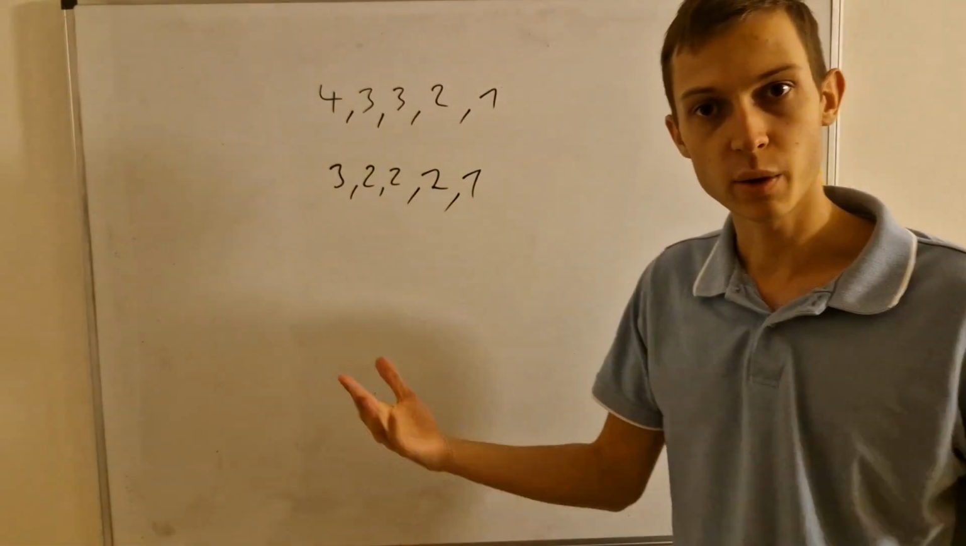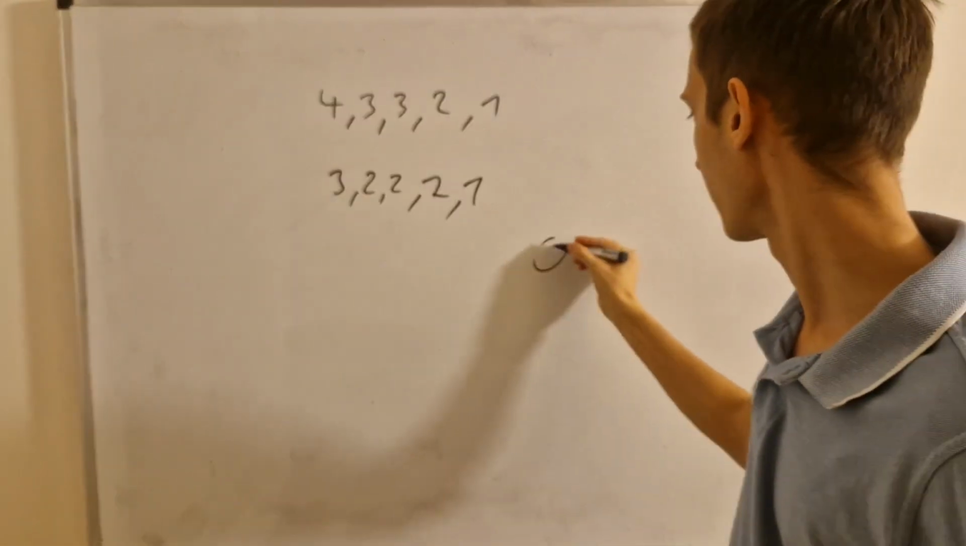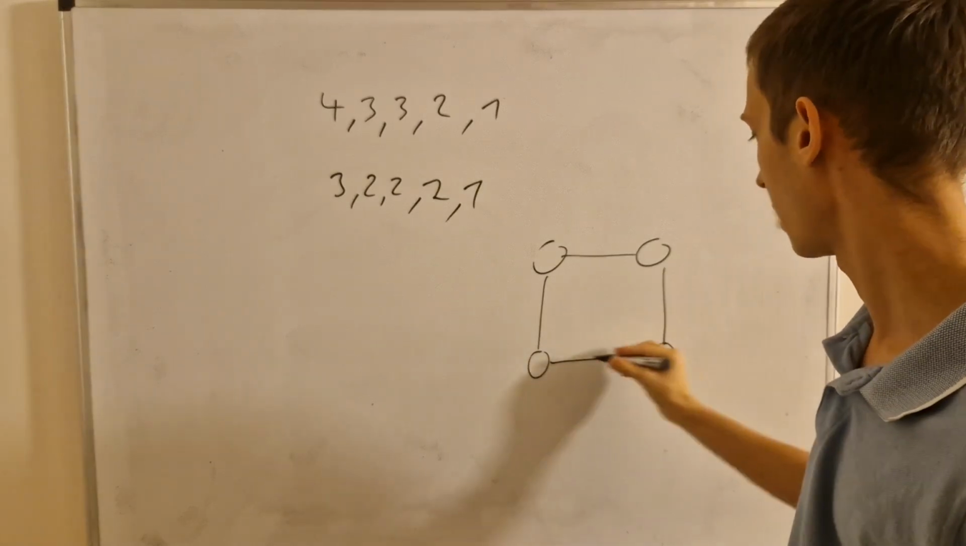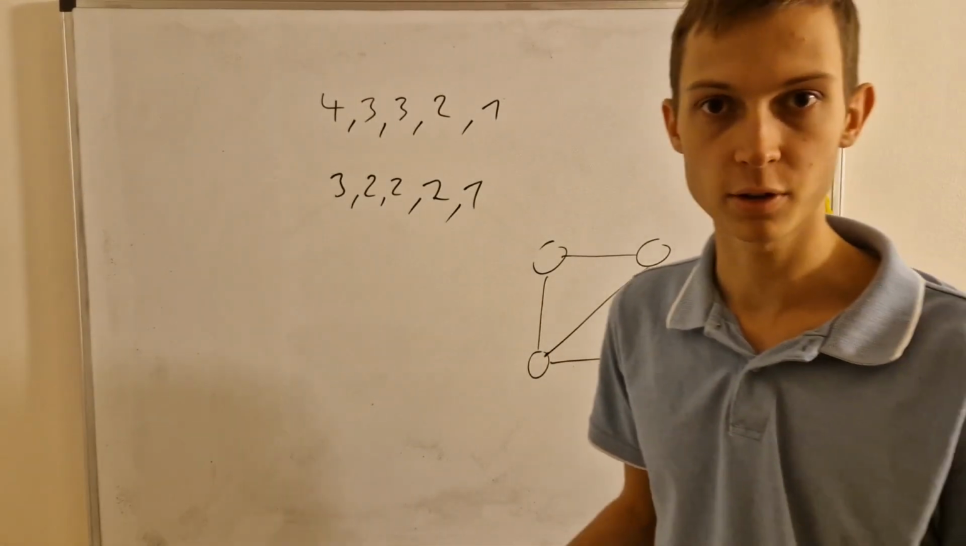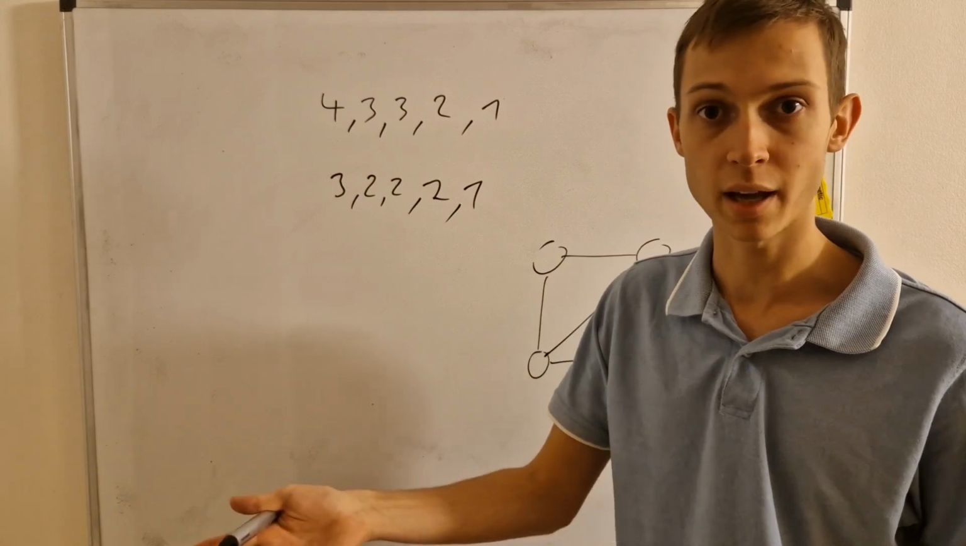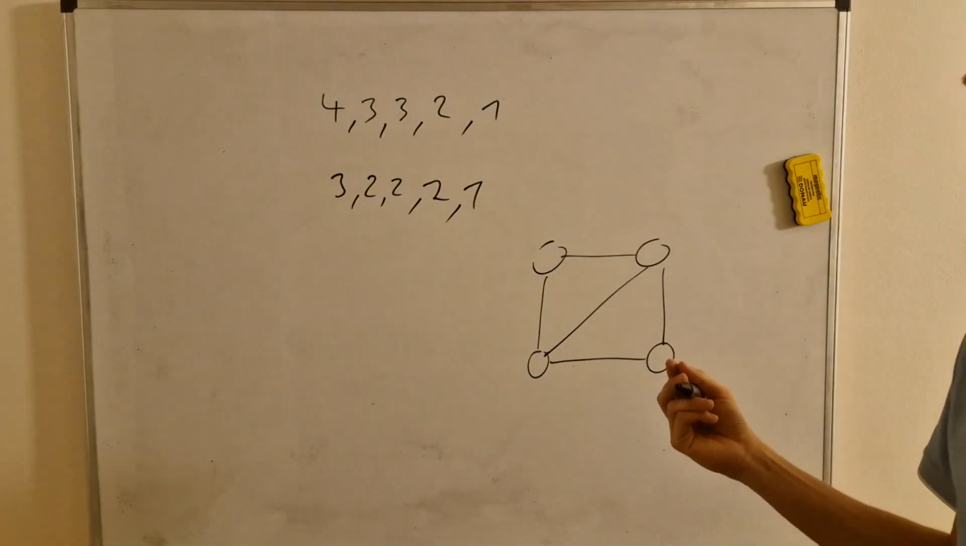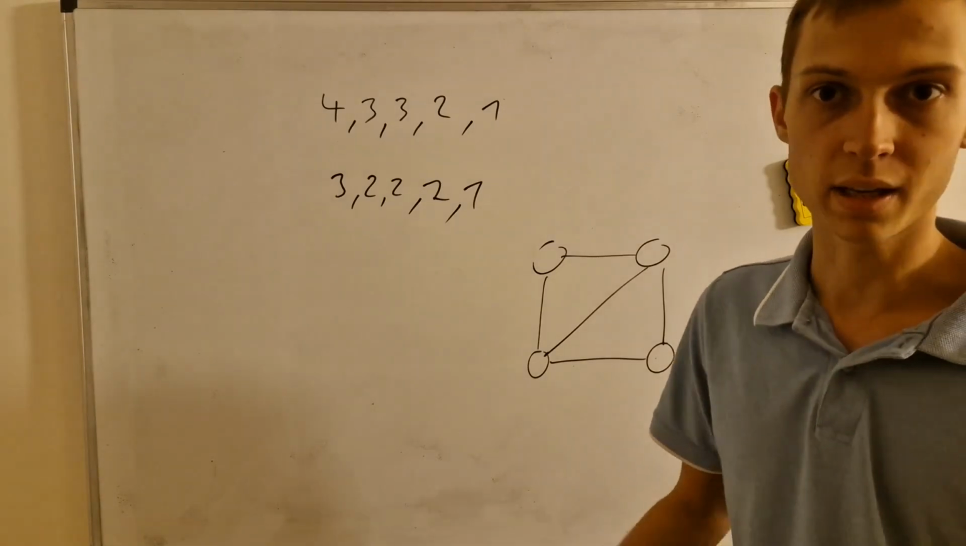Three things in graph theory. When we have a graph, let's say I draw a graph like this, and then some random edges between the vertices. I didn't name the vertices, I didn't name the edges, but that's not important. So here we have a graph, and each vertex has its order. That means how many edges are connected to it.